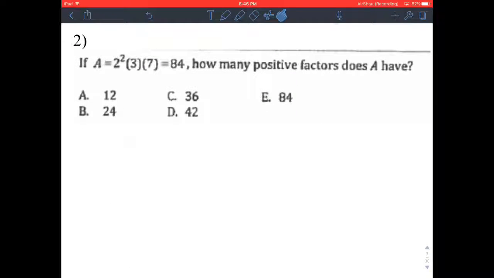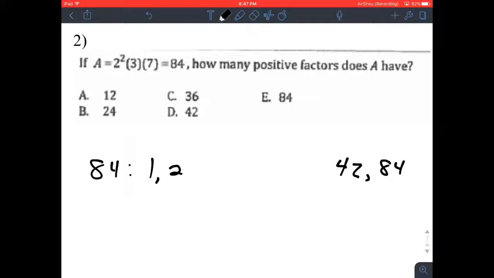Number 2, if A equals 2 squared times 3 times 7 equals 84, how many positive factors does A have? There's lots of cute ways to do this. I'm not going to do it in a cute way. So 1 goes into 84, 84 times. 2 goes into 84, 42 times. 3 goes into 84, 28 times. I mean, just grab a calculator and divide them by numbers. 4 goes into 84, 21 times.